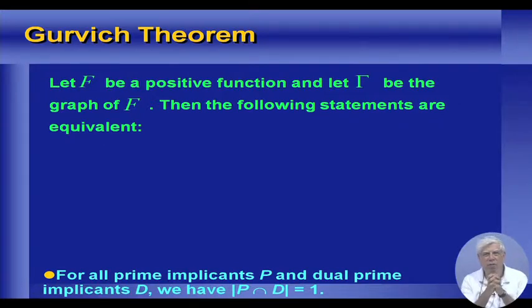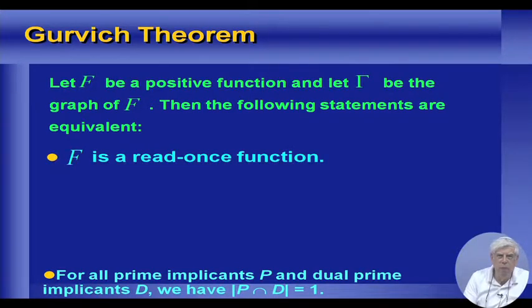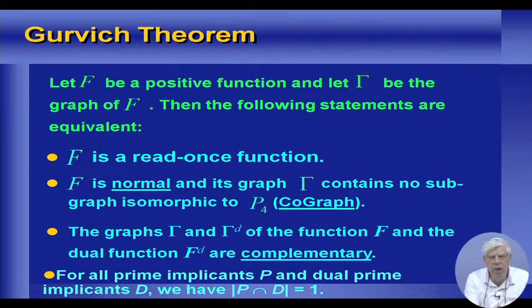Now we come to Gurvitch's theorem. Let F be a positive function, and let gamma be the graph of F, then the following statements are equivalent. F1 is a read once function. It has a factored form where every variable appears once. If and only if, it is a normal function, and its graph contains no subgraph isomorphic to P4. Look at that. It's giving me two conditions that together characterize read-once functions. The graph has to be a co-graph. The function has to be normal.